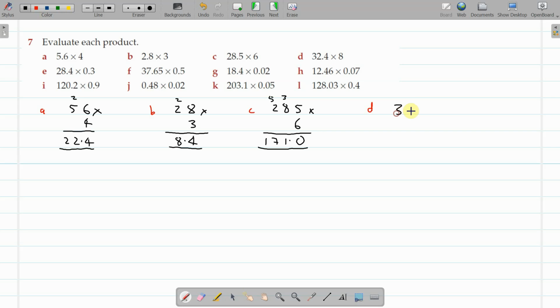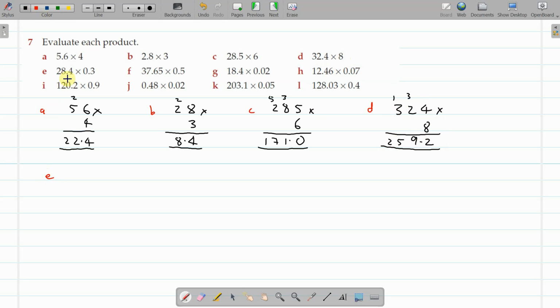32.4, so we just take out the decimal point and arrange vertically. 8 times 4, 32. 8 times 2 is 16, plus 3 is 19. 8 times 3 is 24, plus 1 is 25. And yet again, one decimal place. Answer, one decimal place. E.